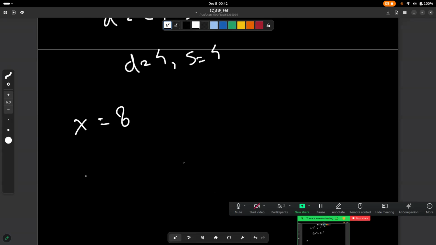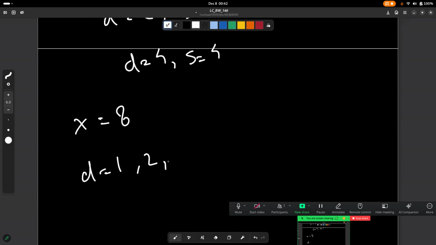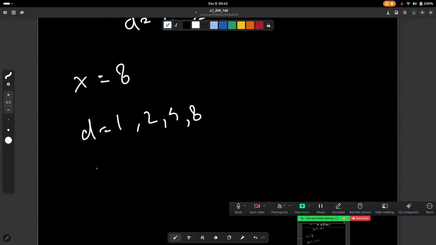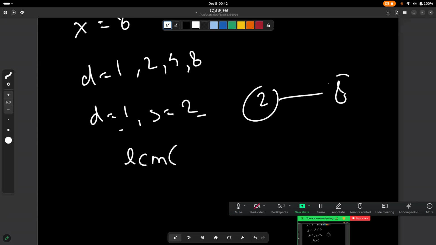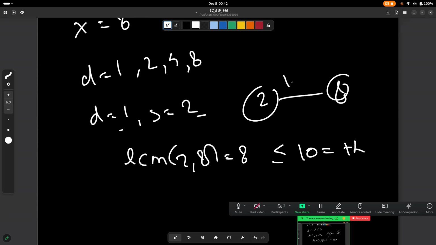Similarly, for x equal to 8, we'll have d equal to 1, 2, 4, and 8. For d equal to 1, you will have s equal to 2. You will try to join 2 and 8. LCM of 2 and 8 is 8, which is less than or equal to 10, which is our threshold. So this is 8. So you can indeed construct this edge.